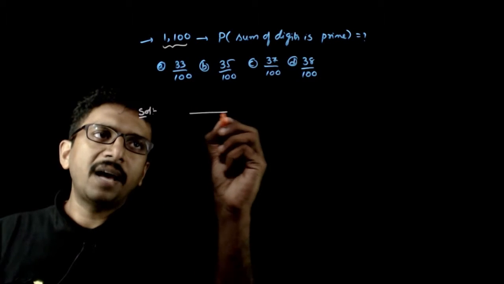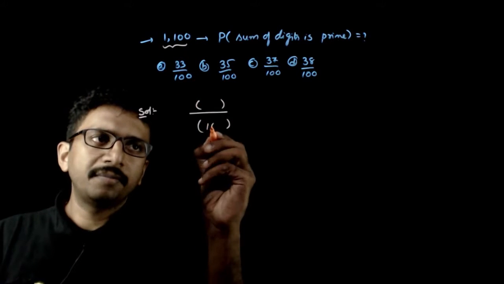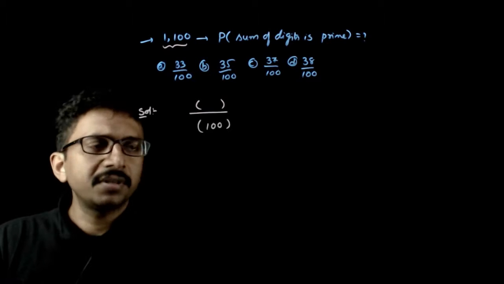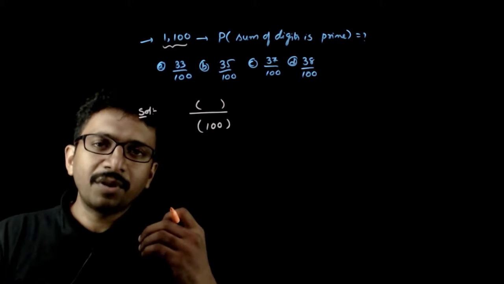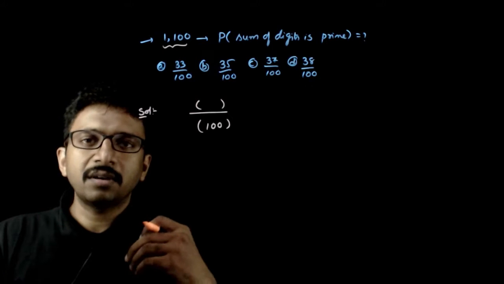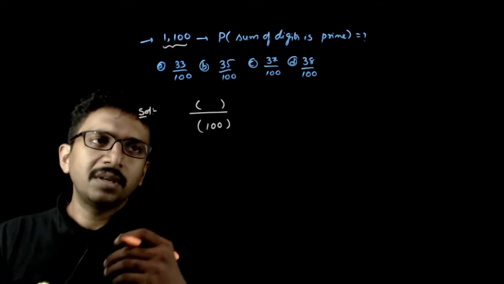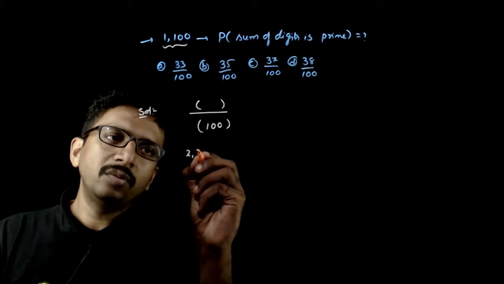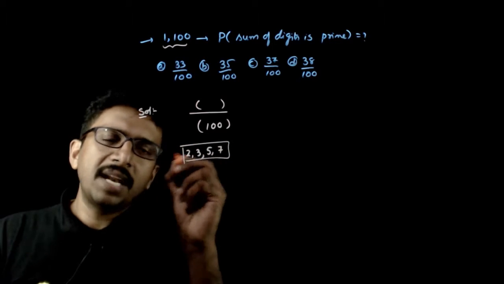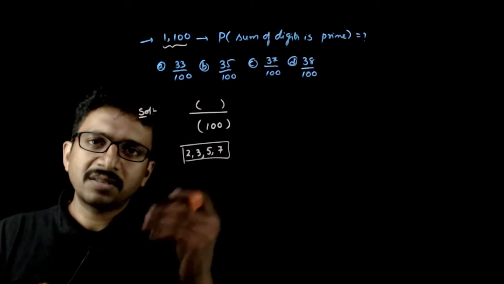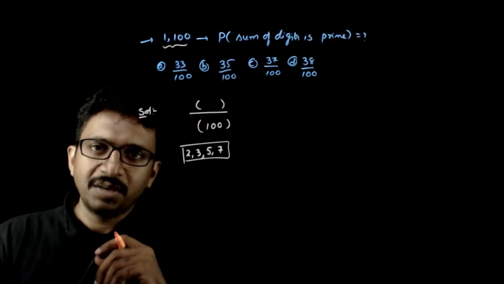In the probability you have a numerator and a denominator. The denominator is obviously 100 because there are a total of 100 numbers. Out of these 100 numbers you have to find the number of those whose sum of digits is a prime number. First let us consider one digit numbers. In one digit numbers you have 2, 3, 5 and 7. If you select these numbers, the sum of the digits is the same as the number, so they are prime. So 2, 3, 5, 7 are the single digit numbers.